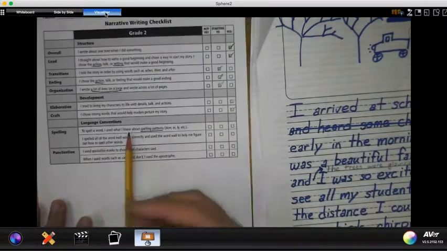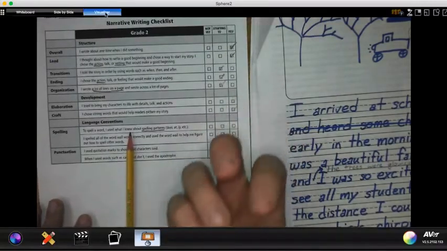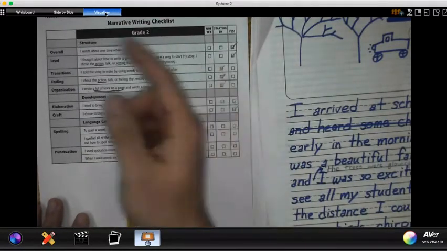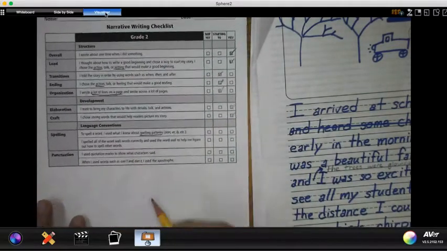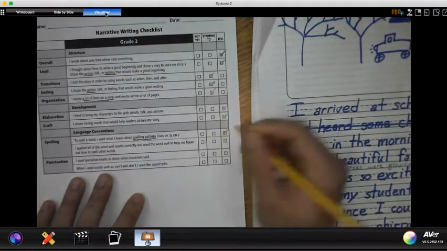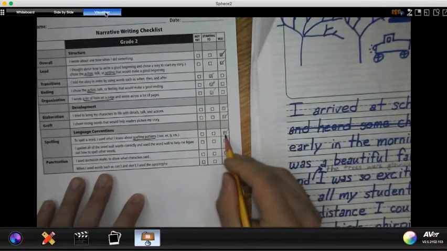Did you correctly decode a word to the best of your ability? I'm going to be looking for those sounds according to what we've learned in Jolly Phonics. And I certainly have. I've used that wall in the classroom to help me spell words.